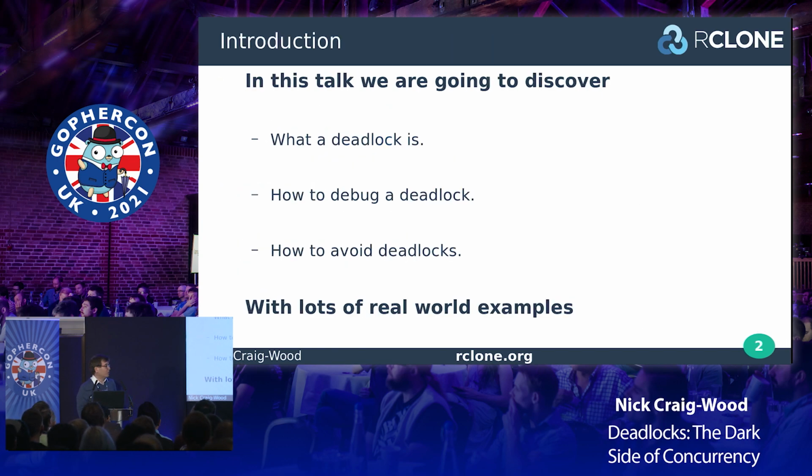So in this talk, we're going to learn what a deadlock is. We're going to learn how to debug them and how to avoid them in future. It'll have lots of real-world examples, culled from dozens of painful examples in the rclone code base. I learned about deadlocks the hard way, by having to debug lots of them. And I'm aiming for this to be the kind of talk I would have liked to have listened to when I knew nothing at all. Hopefully everyone, no matter how experienced, will pick up a few tips.